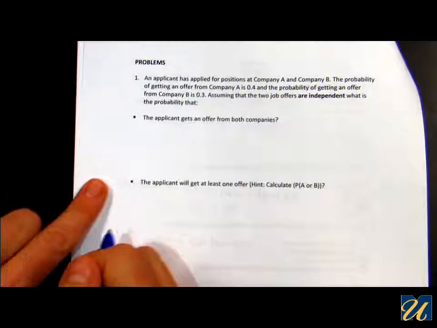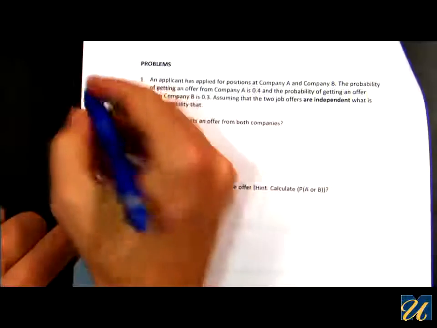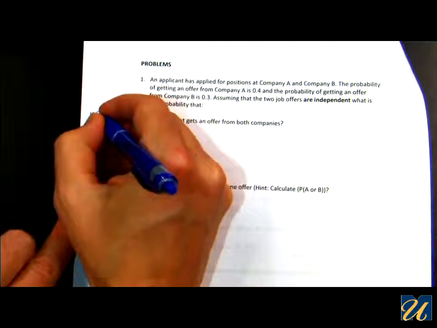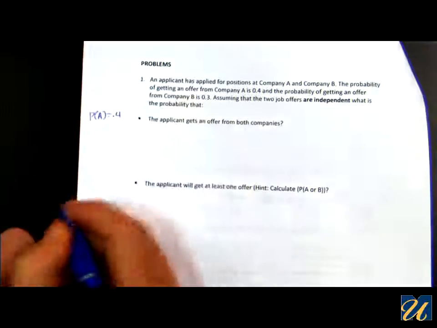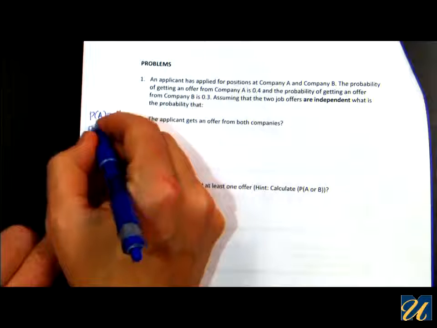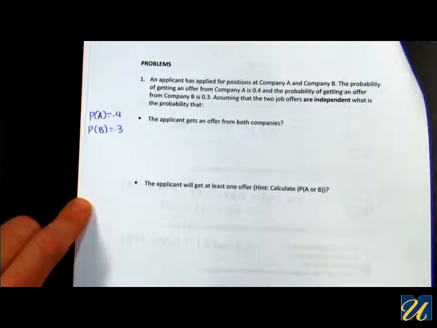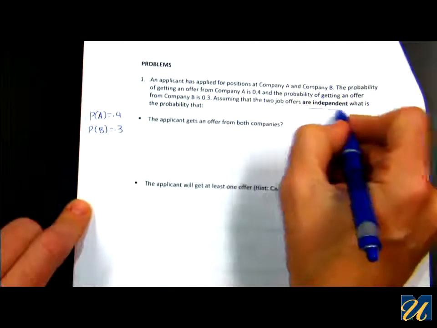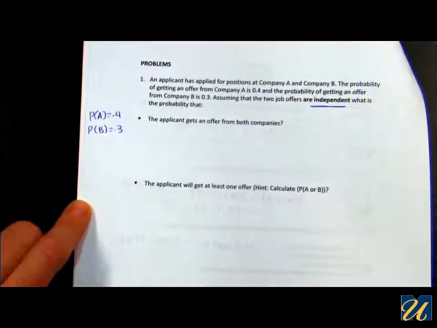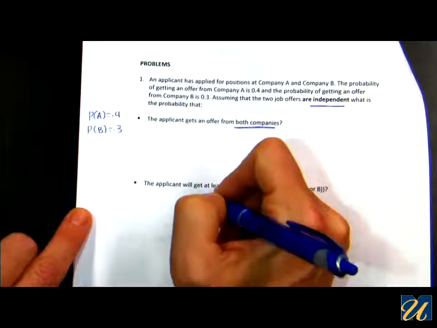An applicant has applied for positions at company A and company B. The probability of getting an offer from company A is 0.4. The probability of getting an offer from company B is 0.3. Assuming that the two job offers are independent, what is the probability that the applicant gets an offer from both companies?